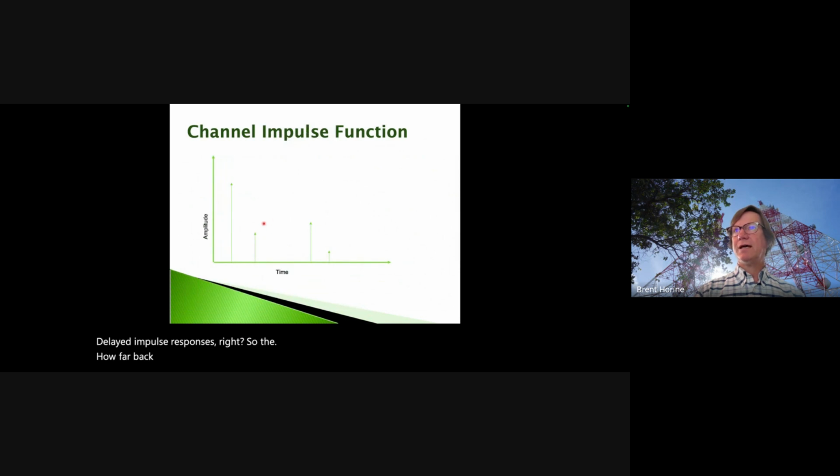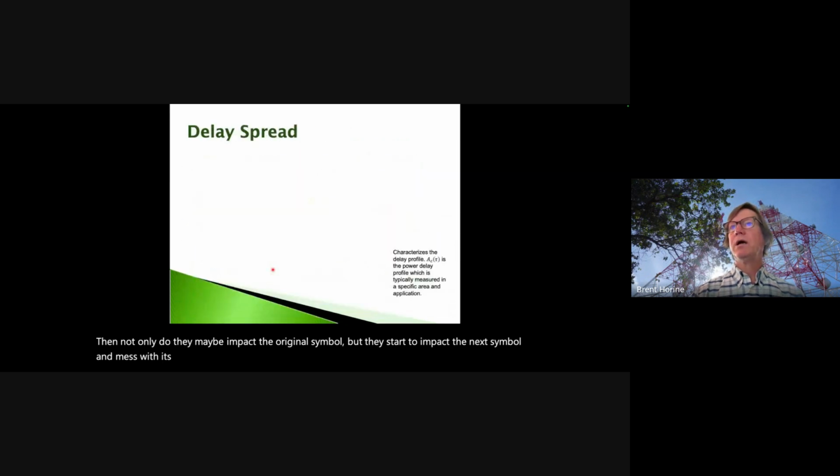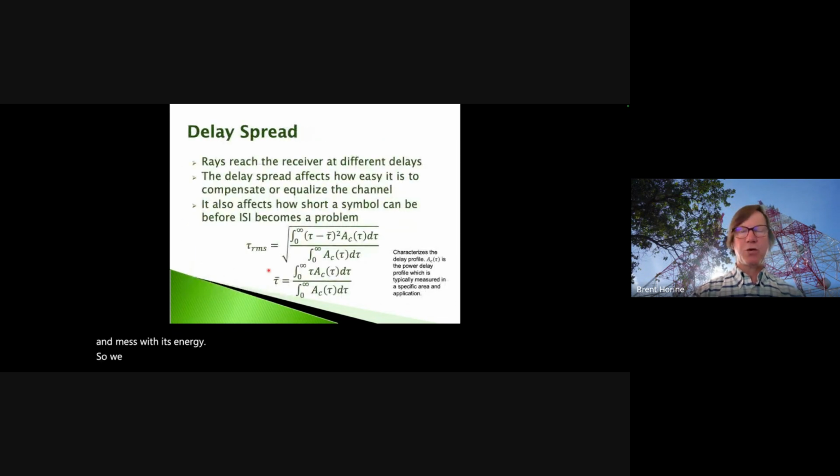So how far back do I have to go? These signals are going to start to interfere with maybe the subsequent main symbol, right? So if we're trying to send out these symbols at a fast rate, but we've got a significant amount of power that's kind of at a delayed response, then not only do they maybe impact the original symbol, but they start to impact the next symbol and mess with its energy. So we can deal with that just by going to a longer symbol. It's not a very good trade-off. We want short symbols or a fast symbol rate.